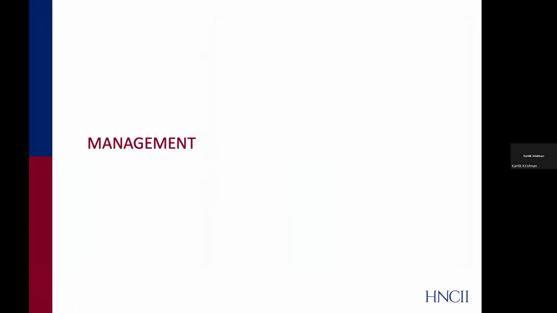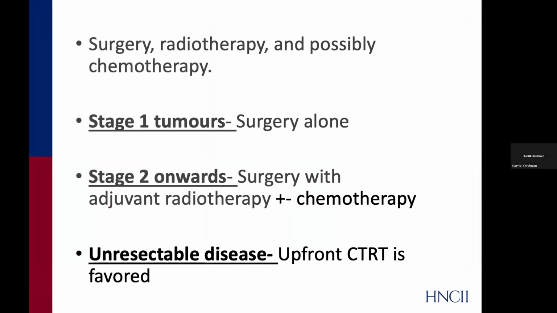After we have done the imaging and a complete workup, as I told you before, biopsy is a must to know what histology we are dealing with before we proceed. Now, management. There are surgery, radiation, and chemotherapy. These are the three options available in treating a temporal bone malignancy. Generally, the dictum is that for stage 1 tumors, surgery alone can suffice. From stage 2 onwards, you have to consider surgery followed by adjuvant radiotherapy, with or without chemotherapy. And in unresectable disease, upfront chemoradiation is generally preferred before any other modality of treatment.